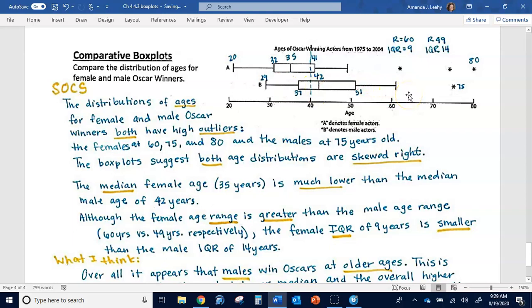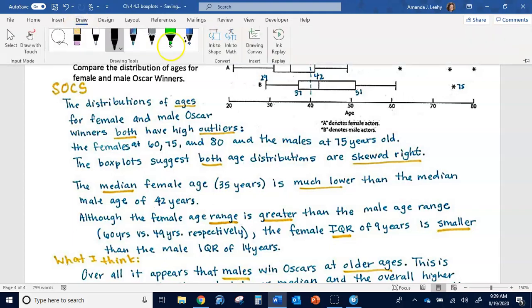So the first thing I would do if I were you is I would go through and estimate what I think all these little numbers are. So you can see I've written above them, I think that's about 20, 32, 35, etc. I went ahead and calculated the range. The range for women seems to be going from 20 up to 80, so it's got a range of 60.